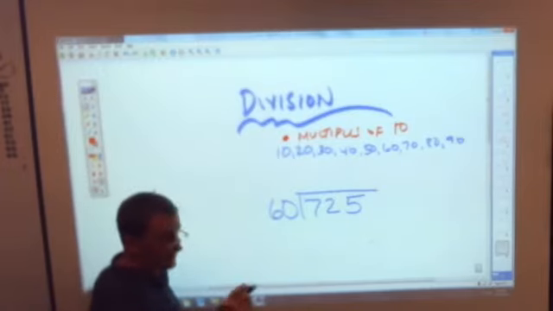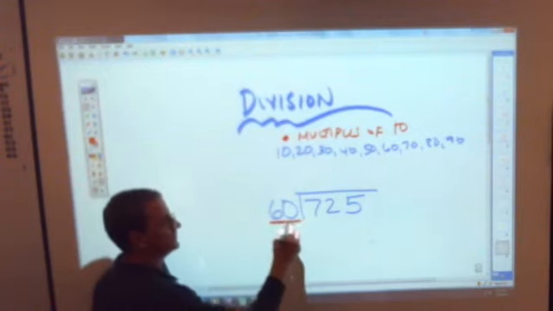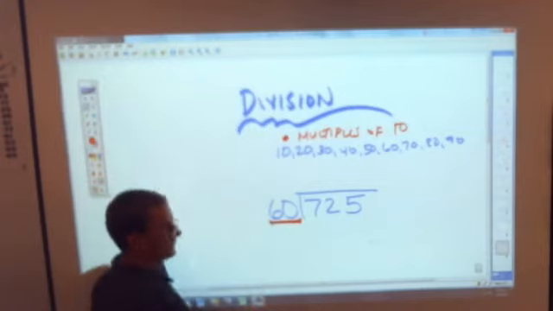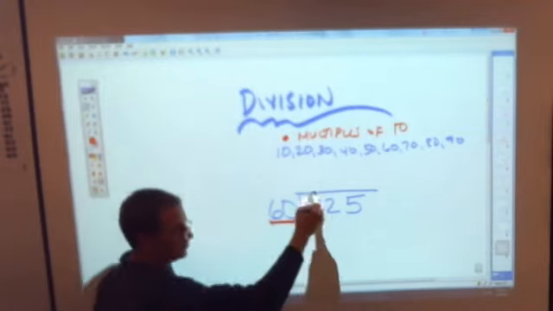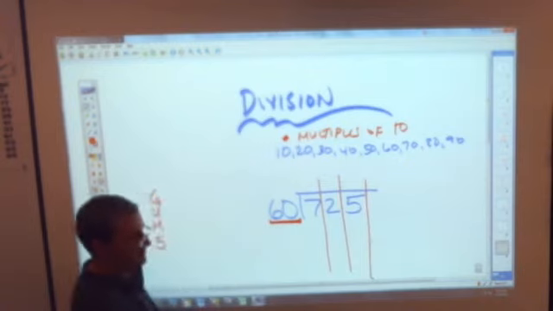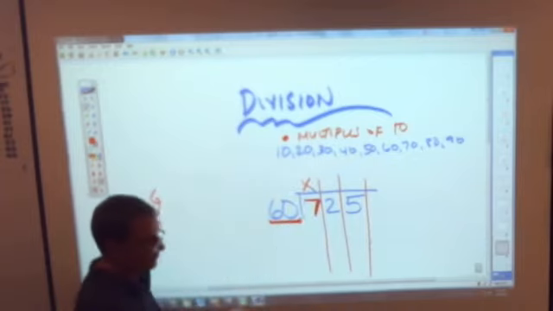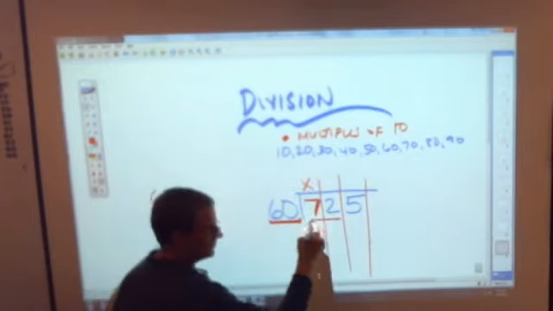The thing you have to remember is this: instead of a single digit here, now we have a double digit. It's very, very crucial that you keep your columns completely straight, but you follow the same rules. 60 does not go into 7, so you should not have a number above the 7. You don't have to put an X there, I just did it so I remember. Does 60 go into 72?